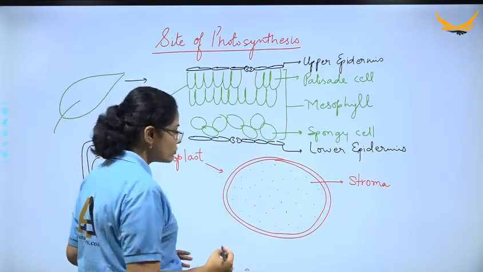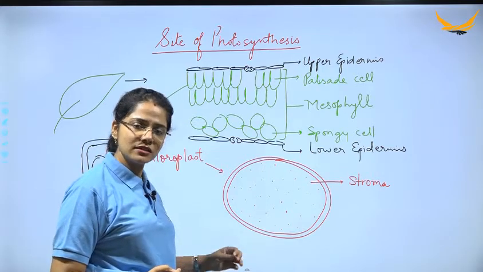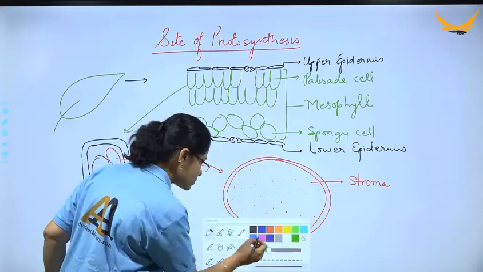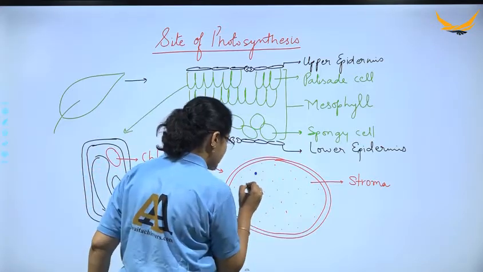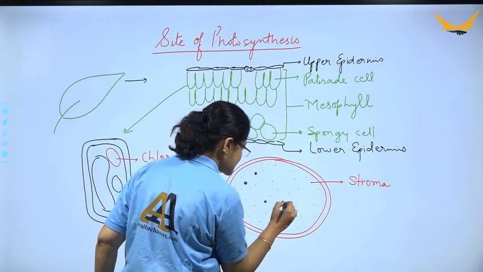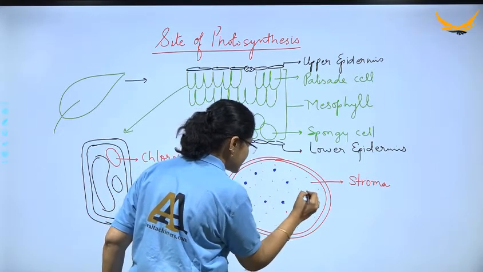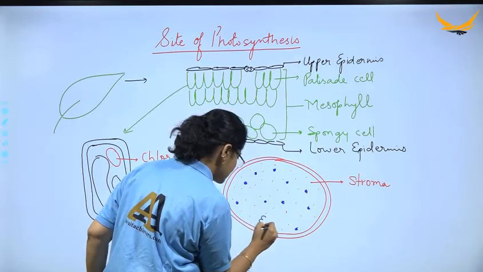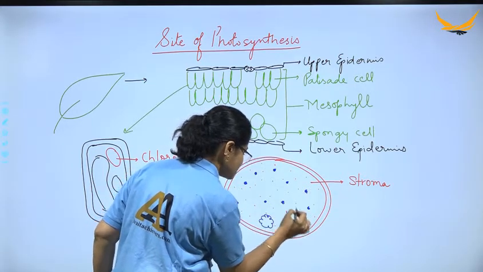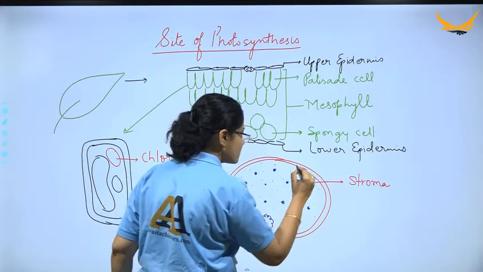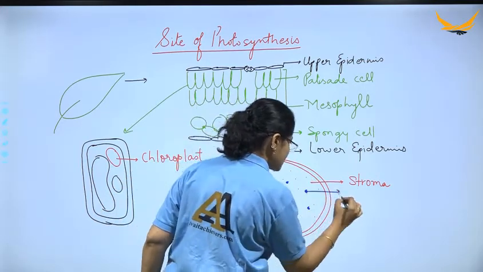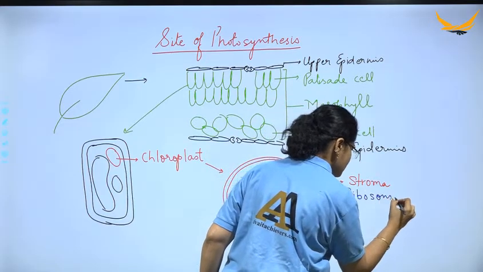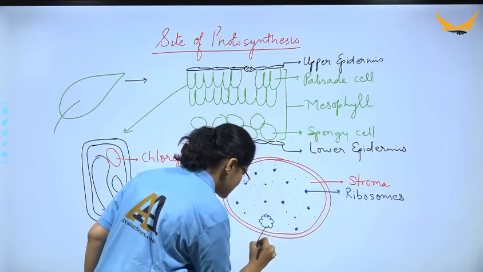Now, the chloroplast is an organelle which has another organelle in it, and that is ribosomes. Correct? So it also shows the presence of ribosomes, and it has its own circular DNA also. Right? So, these are ribosomes, and this is DNA.